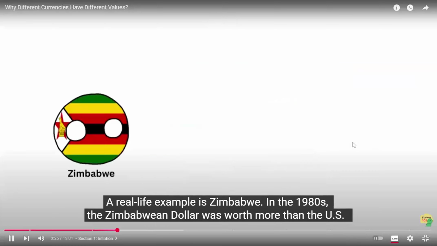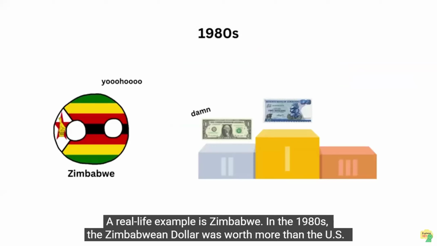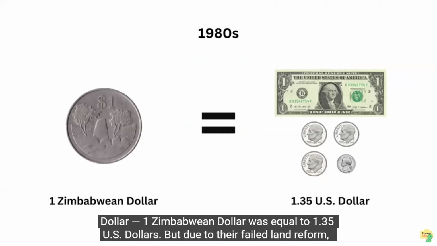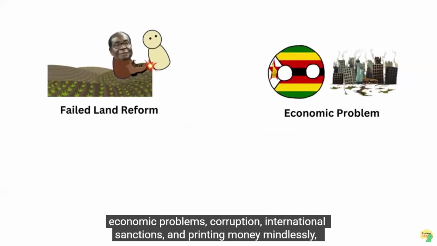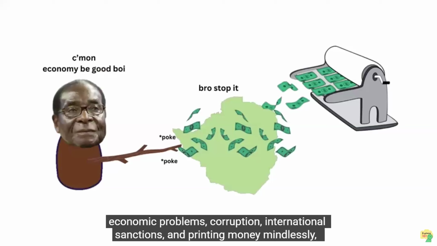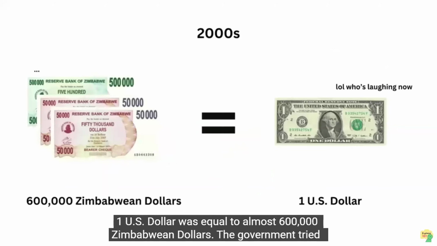A real-life example is Zimbabwe. In the 1980s, the Zimbabwean dollar was worth more than the US dollar. One Zimbabwean dollar was equal to 1.35 US dollars. But due to their failed land reform, economic problems, corruption, international sanctions, and printing money mindlessly, the value of the Zimbabwean dollar dropped dramatically. By the 2000s, 1 US dollar was equal to almost 600,000 Zimbabwean dollars.